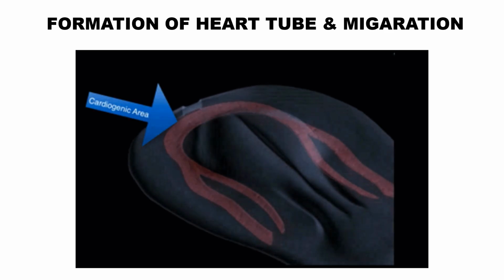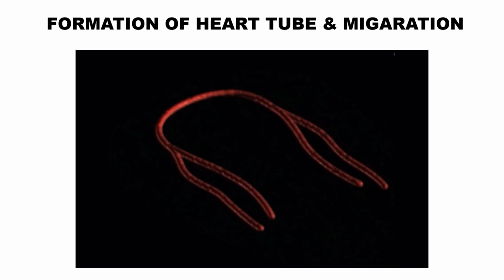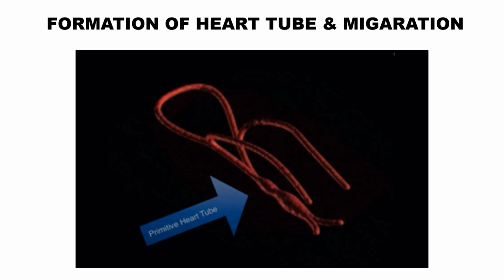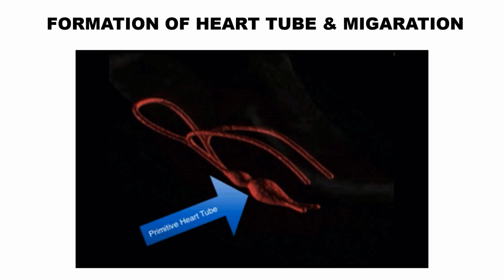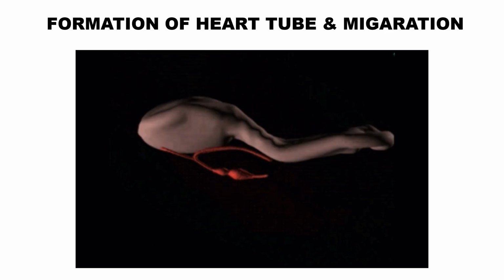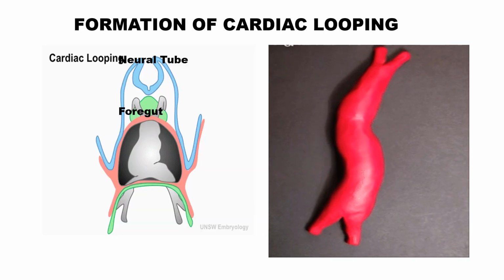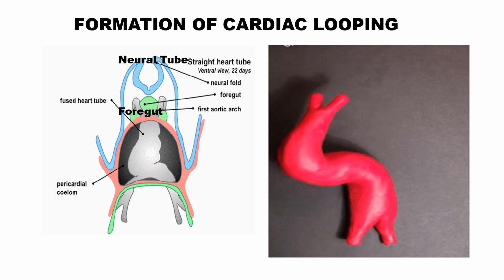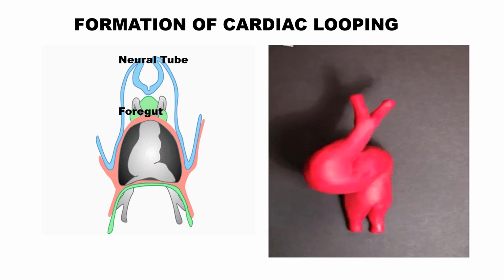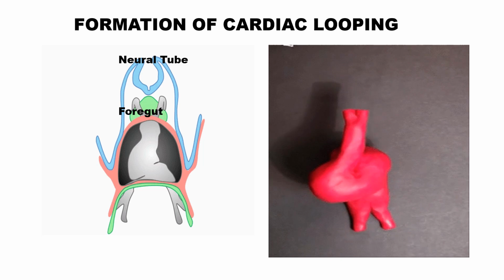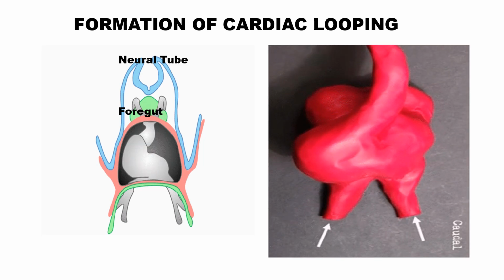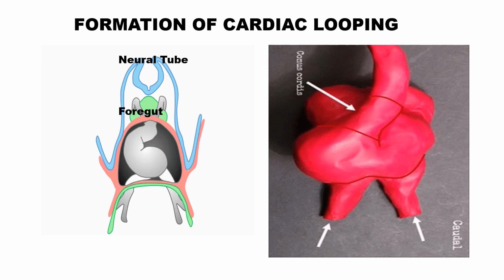Video showing the formation of the heart tube and the migration. Formation of the cardiac loop. The schematic diagram showing the heart tube ventral to the foregut, and the foregut is ventral to the neural tube.